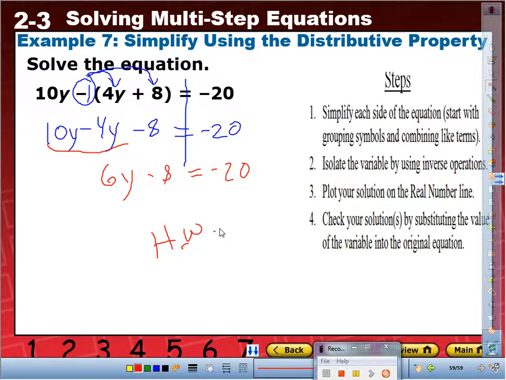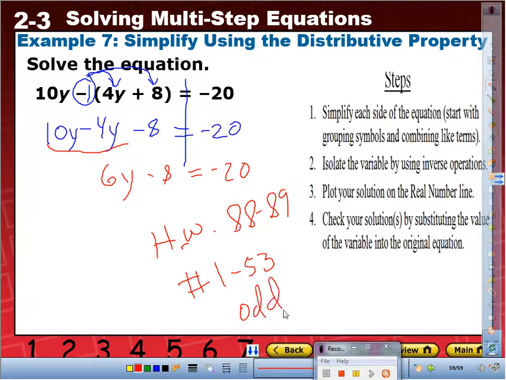So homework will be on pages 88 to 89, numbers 1 through 53, odd.